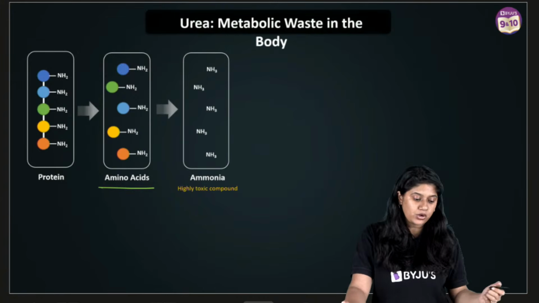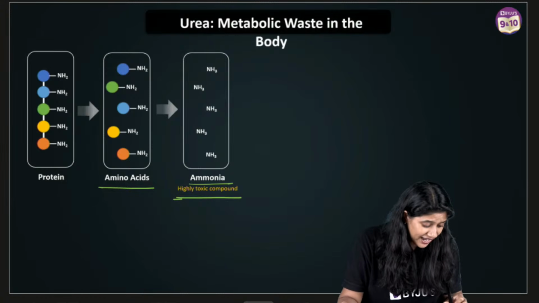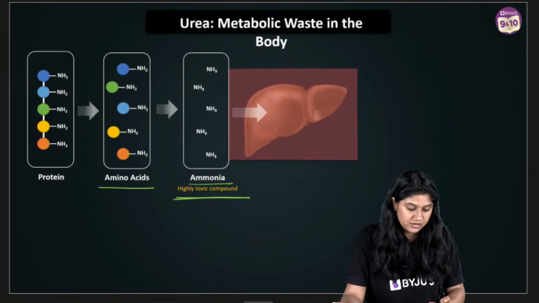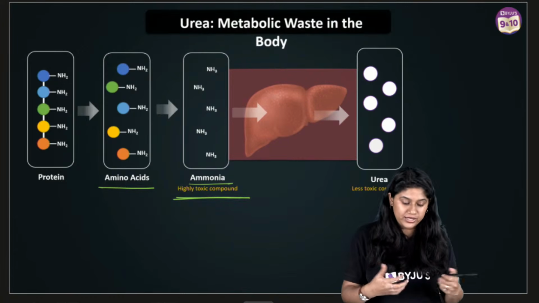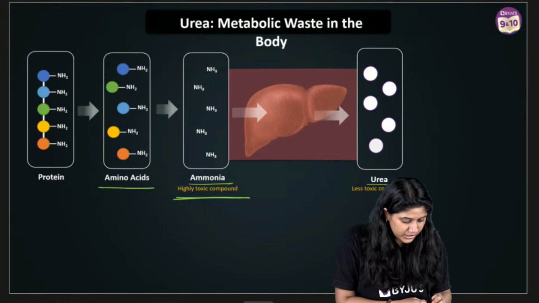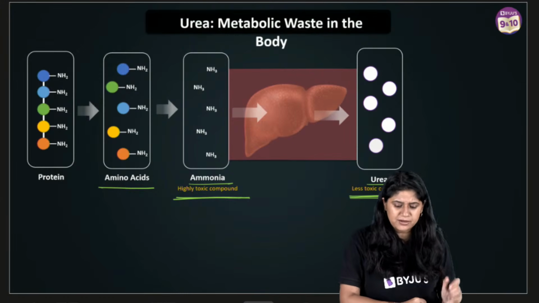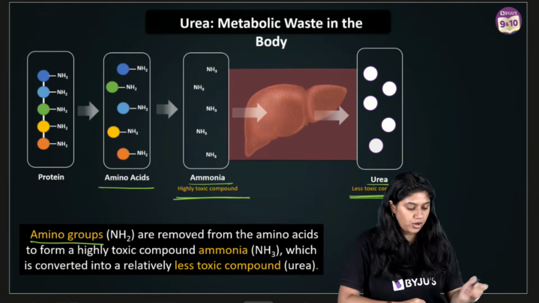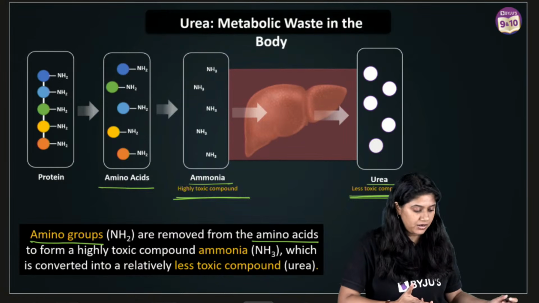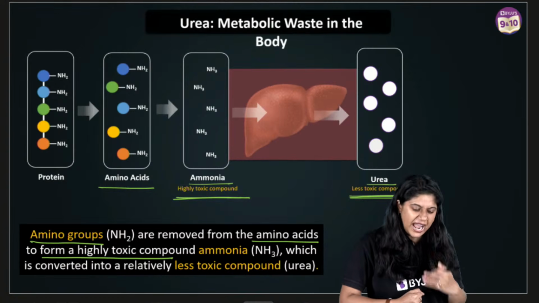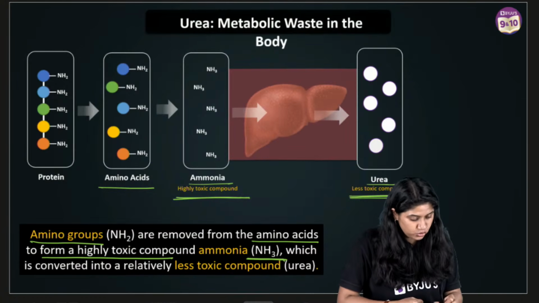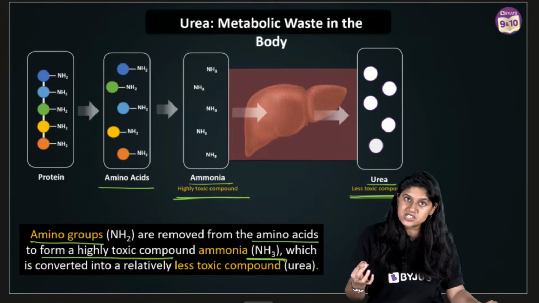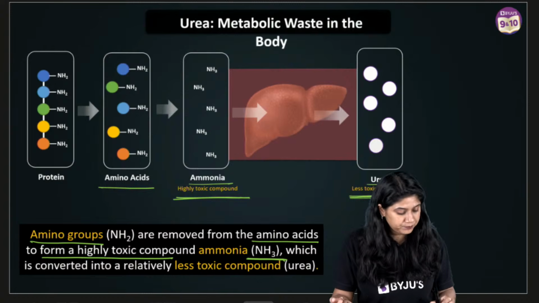Amino acids are further broken down into ammonia, which is highly toxic. So of course it is also a type of nitrogenous waste, right? In our body, that goes to the liver. The ammonia group removed from the amino acid is highly toxic, NH3, and it is converted by the liver into a less toxic compound, which is urea.